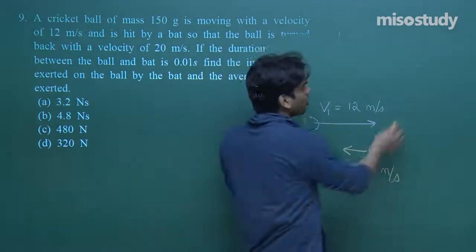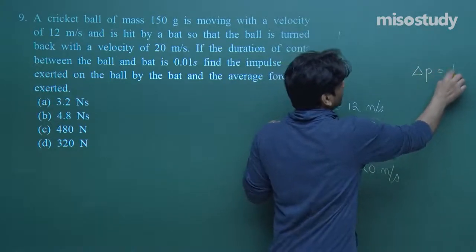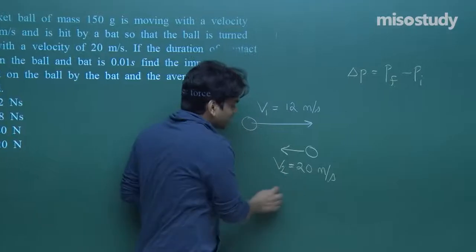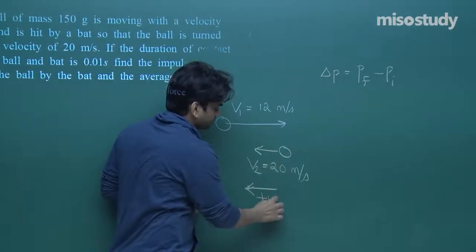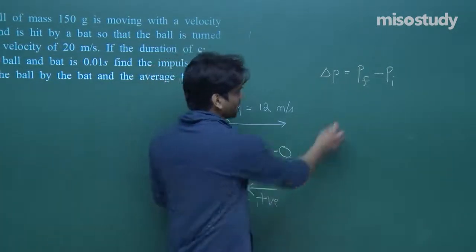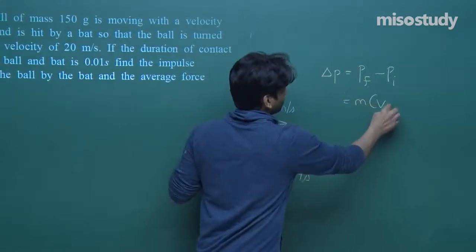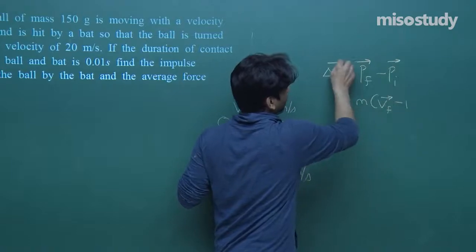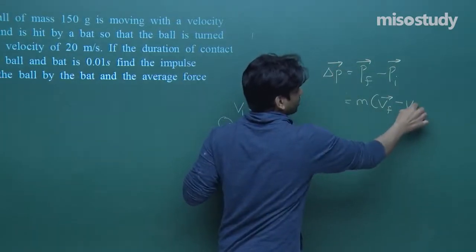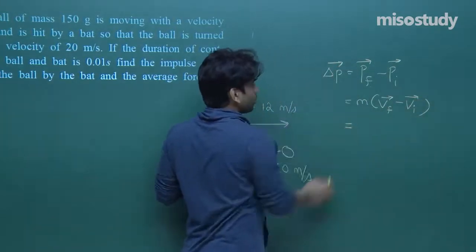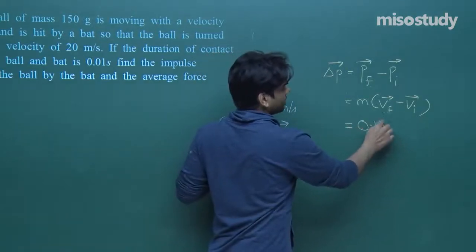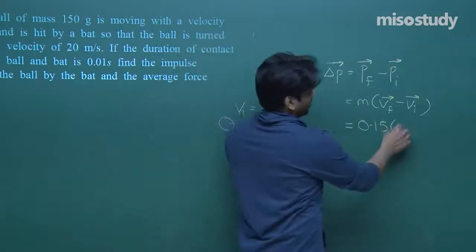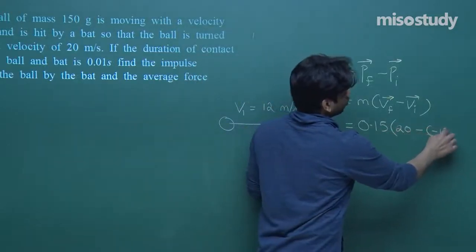When we talk about change in momentum, delta P, that will be final momentum minus initial momentum. Let's take the left hand side direction as positive. So we'll be having mass into final velocity, 20, minus, and here also, since it's a vector, we need to use the vector sign, minus initial velocity. Mass is 150 grams, so 0.15 kg. Change in velocity: 20 minus minus 12. Understand? 20 minus minus 12.